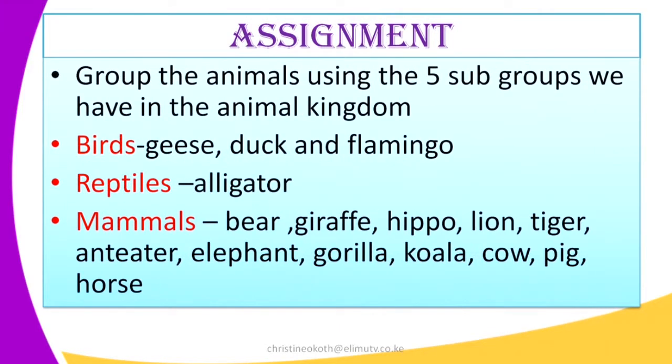The second question was to group the animals using the 5 subgroups we have in the animal kingdom. So the animals just fell under 3 subgroups in the animal kingdom. The first one was the birds. Under the birds, from the video, we had the geese, the duck, and the flamingo. From the reptiles, we had only the alligators, and from the mammals, we had the bear, the giraffe, hippo, lion, tiger, anteater, elephant, gorilla, koala, cow, pig, and finally, a horse. So that was the assignment.